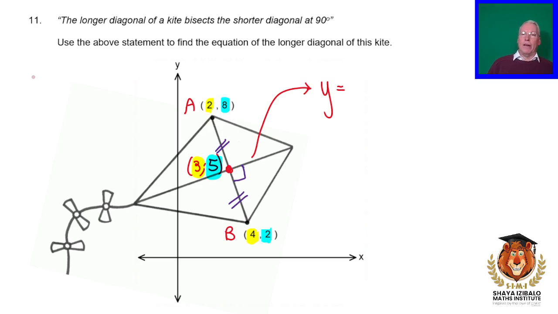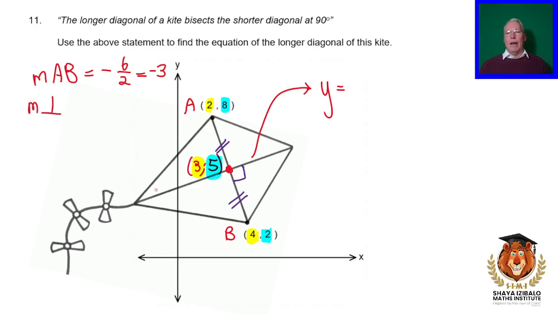And what we can easily work out is the gradient of AB, all right? It's actually dropping 6 and it's running across 2. It's got a gradient of -3. Quite steep downhill, okay? That means that our line, which is perpendicular, is going to have a gradient. Remember, we're going to take our -3 over 1, turn it over, and change the sign. So that's the gradient of this line here. Remember, positive gradient going uphill from left to right.